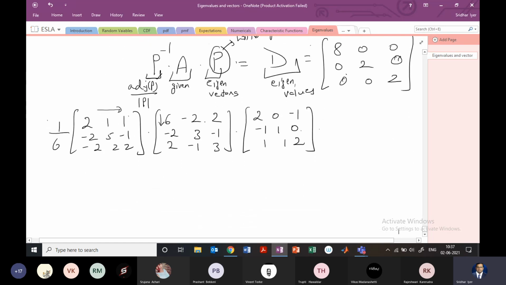Okay. So I'll just give you 1 minute, and let me know what answer you get for this P inverse A P, right? The three matrices which you'll be multiplying are P inverse, A and P. Let me know what answer you get here. Just take a minute to see what answer you get for this.